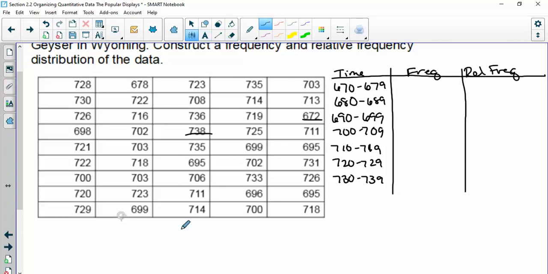So then we have to count how many points go in each of those classes. Let's just kind of divvy it up so that we're not all counting. So, Ryan, why don't you do how many are between 670 and 679, you girls 680 to 689, 690 to 699, 700 to 709, 710 to 719, 720, and then I'll do the last one.